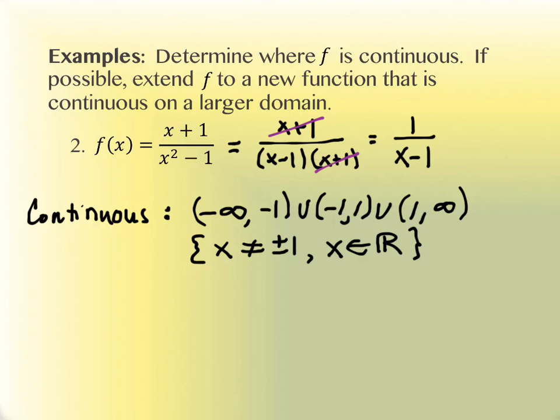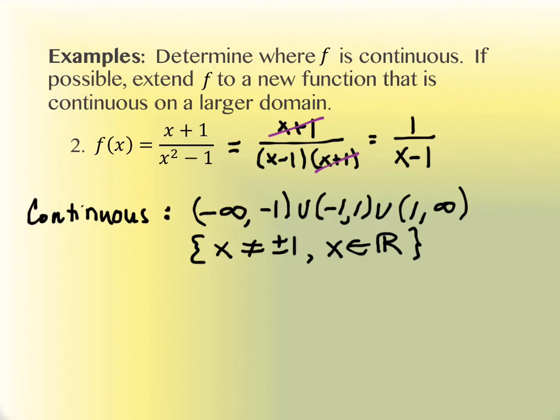So since I can't cancel that denominator out, I don't have a hole in the graph at x equals 1. What's going on there instead? I have an asymptote, which means that on one side I'm going up at that location, on the other side I'm going down. So around the vertical line x equals 1, I've got an asymptote.